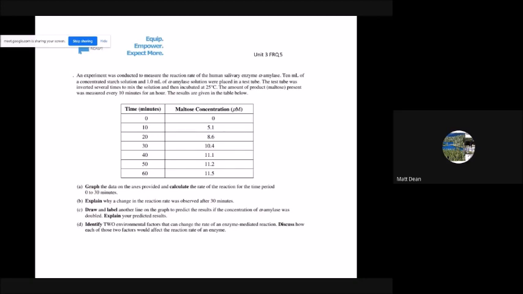And we can see that at time 0, there's no maltose. So this is right when we put the starch into the mouth. And then after 10 minutes, there's 5.1 micromolarity. That's the concentration. After 20 minutes, 8.6 micromolarity, and so on, all the way through 60 minutes.